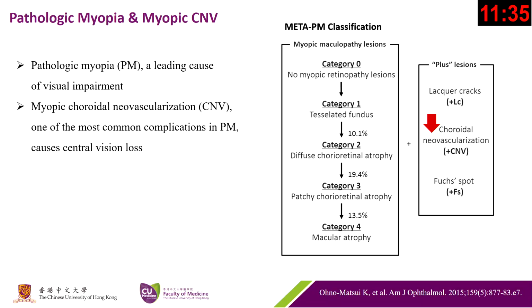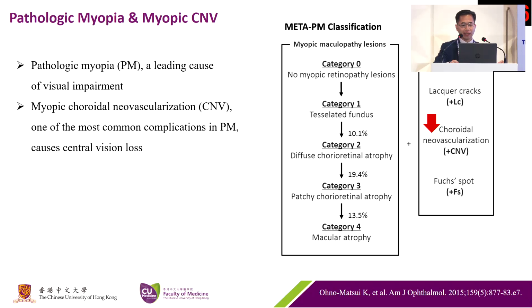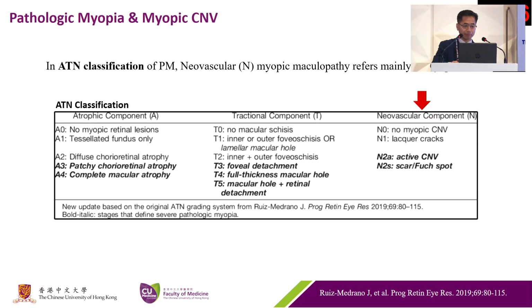And Professor Kyoko Ohno-Matsui has led a group to evolve the meta-analysis pathological myopia classification, from myopic maculopathy, from no lesion to tessellated fundus to diffuse chorioretinal atrophy, patchy chorioretinal atrophy, and macular atrophy. And also there's a plus lesion including the lacquer cracks, the choroidal neovascularization and Fuchs spots, and also staphyloma is another very important feature for pathological myopia.